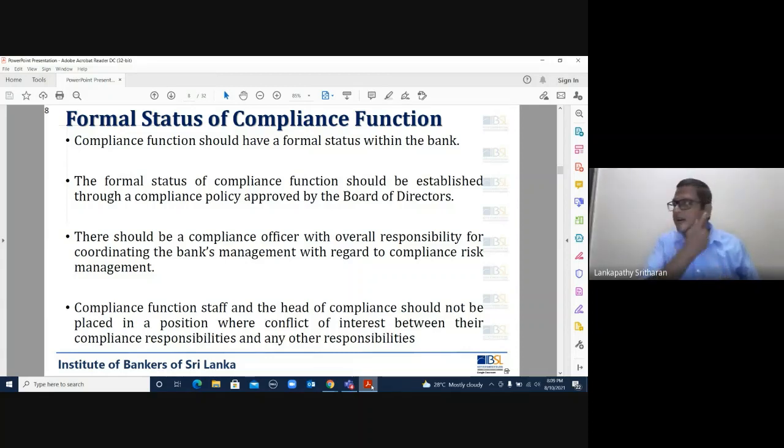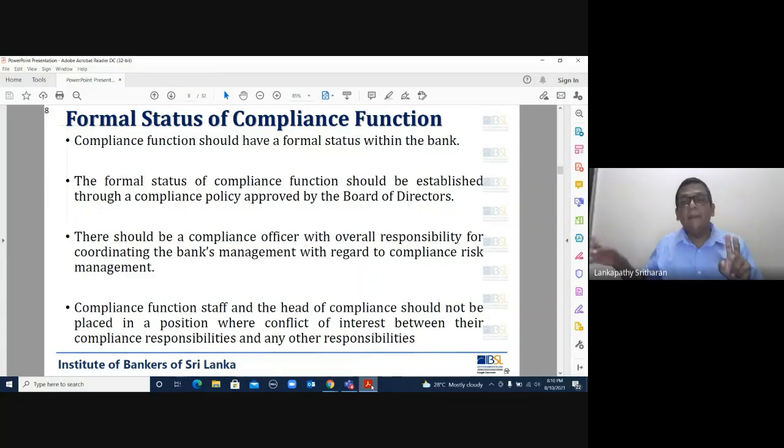For example, an officer is the person in charge of calculating the SLAR, the statutory liquid asset ratio, return to be sent to the central bank. Here one officer is responsible. Similarly, that same person is also the compliance officer, and he is in charge of checking whether the statutory liquid asset ratio is properly calculated and sent to the central bank. There is a conflict of interest.